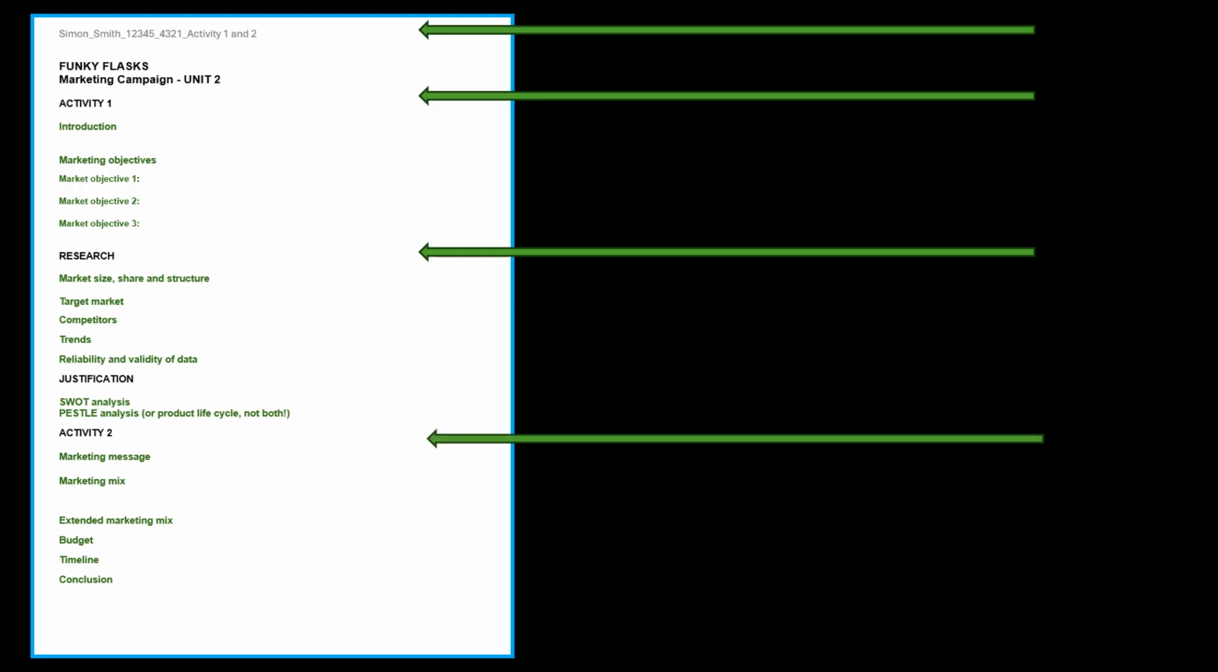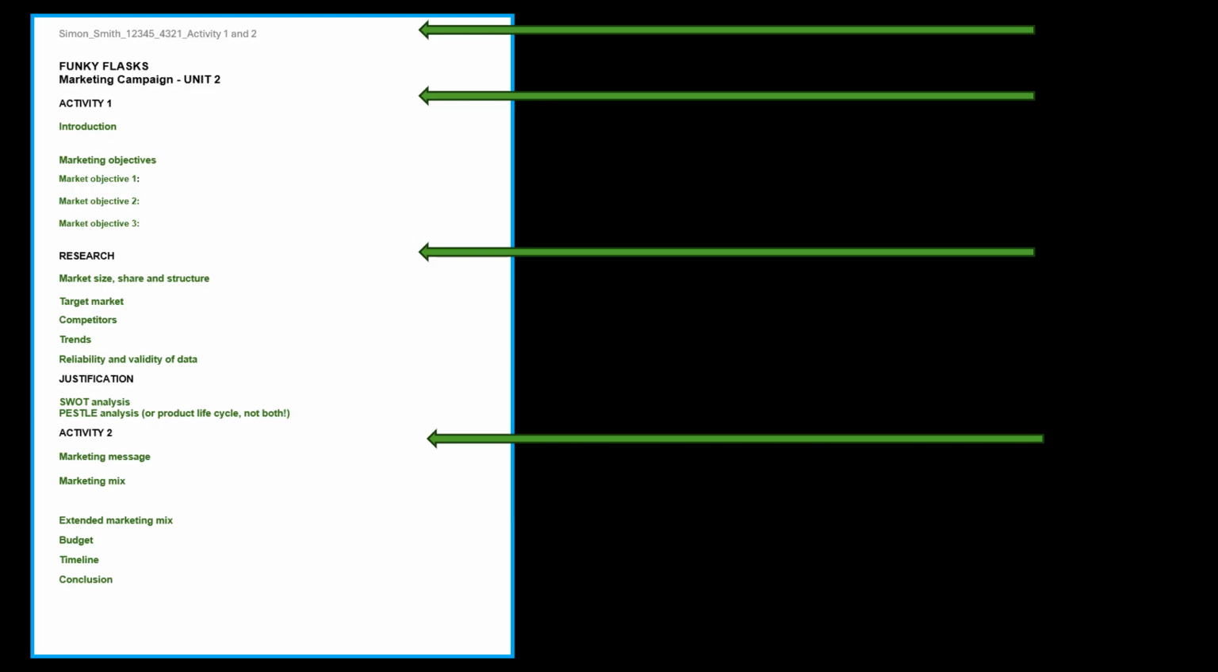Then you move into the justification area, and you use those business tools. You choose 2 of 3, which is either SWOT analysis, PESTLE analysis, or product lifecycle. Most people tend to do a SWOT analysis because it's reasonably easy to understand, and then you choose whether you're going to do the PESTLE analysis or the product life cycle. Now you might say, which one should I do? Well, it really does depend on the scenario, but it is perfectly okay to do a PESTLE or product life cycle. That's activity 1 done.